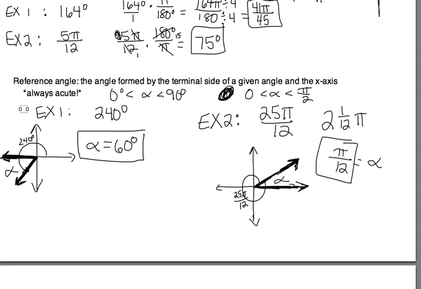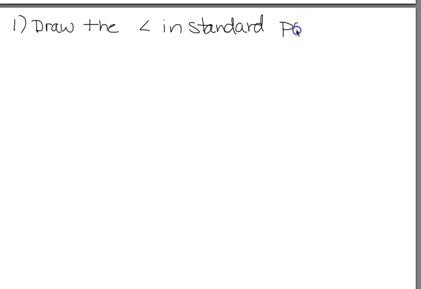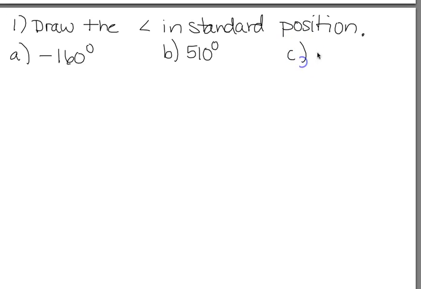Now I'm just going to write out the ones that I want you to try and turn in. It's up to you whether you want to turn in the whole paper or write these separately. Make sure you put your name on it too. Number 1, you are going to draw the angle in standard position. The first angle is negative 160 degrees. Then 510 degrees. And then 9 pi over 8. Those are your first three. You'll need to leave yourself space, of course.